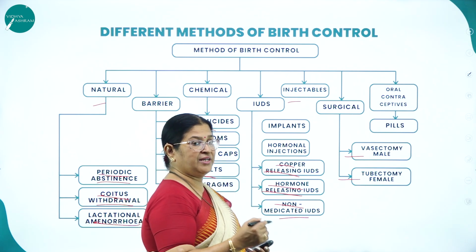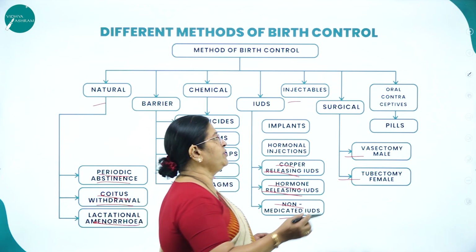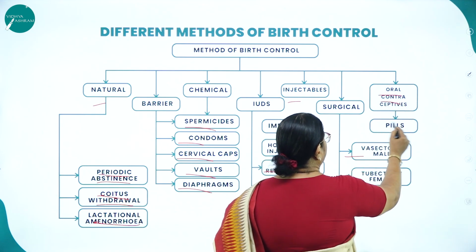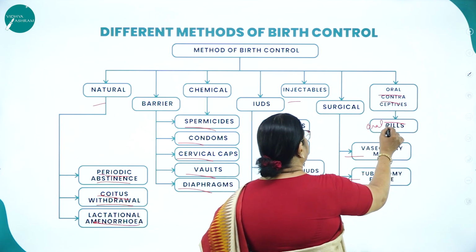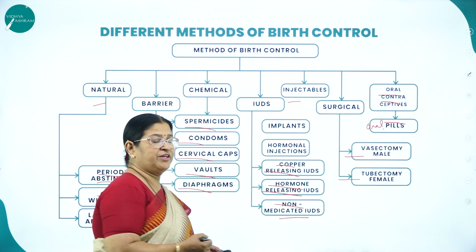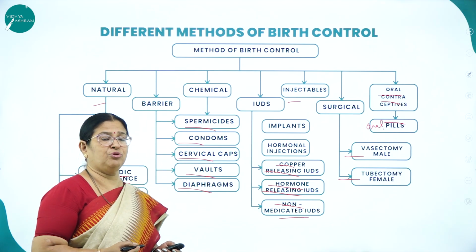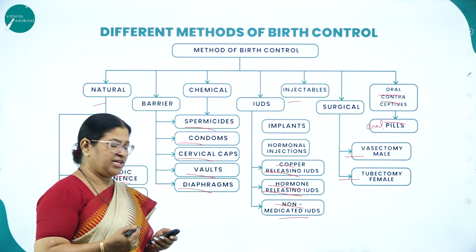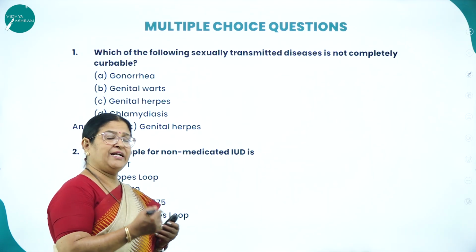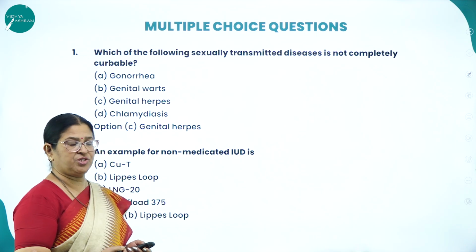And very important is this, the most commonly used is oral contraceptives, that is the oral pills. So all these are the different methods of contraception, or the methods of birth control, to avoid bearing a child. Next, let us move on to the multiple choice questions.